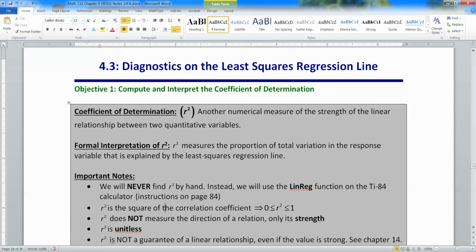At this point, we've learned a lot about the coefficient of determination. We've learned that it's the r² value, and that it measures the strength, though not the direction, of a linear relationship between two variables. We also learned that it has a more formal interpretation, where it measures the proportion of total variation in the response variable that is explained by the least squares regression line.